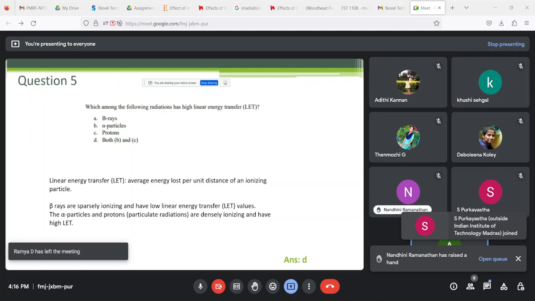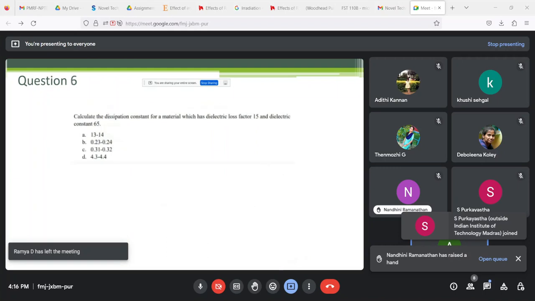Any doubts as to why protons and alpha particles have high LET? Okay. Moving to question 6.